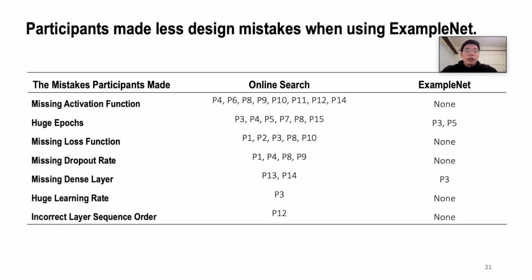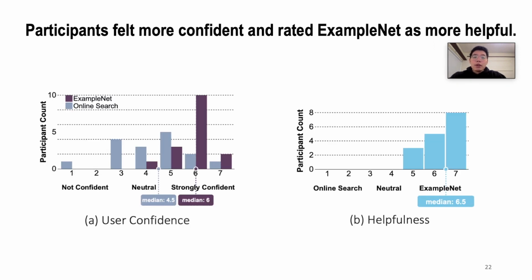We found that using ExampleNet significantly reduced participants' mistakes in neural network design and hyperparameter design. Participants also felt more confident about the neural networks they designed with ExampleNet and rated it as more helpful than online search when designing neural networks.